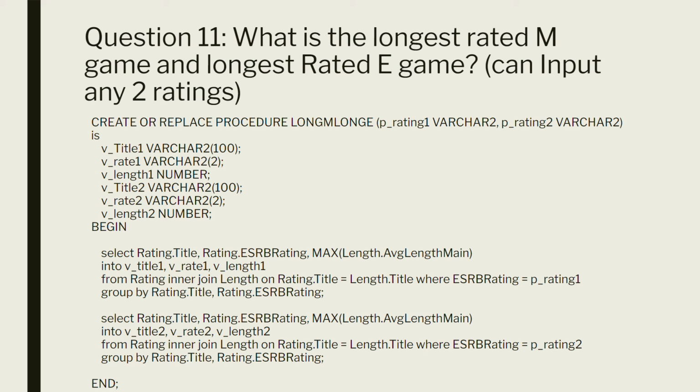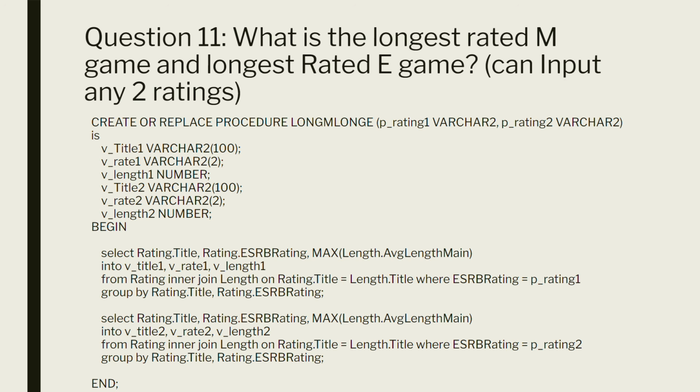So for question 11, we asked, what is the longest rated M for mature game and the longest rated E for everyone game? We achieve this by running a procedure that takes 2 rating inputs and then returns to you the title, the rating, and the length of both the longest games of those 2 rating inputs. So, for example, if I put a rated M and a rated E into the input, we will then be returned the longest rated M game first, and then second, it will return the longest rated E game.